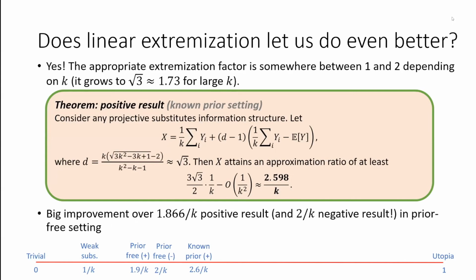And it turns out that the answer is yes, specifically for d around 1.3 for k equals 2, and then it grows to about the square root of 3 for large k. And this gets you an approximation ratio of around 2.598 over k, which is substantially better than what we could even hope to get in the prior-free setting. So what we have here is a separation between what we can get in the known prior setting by extremizing and the prior-free setting.